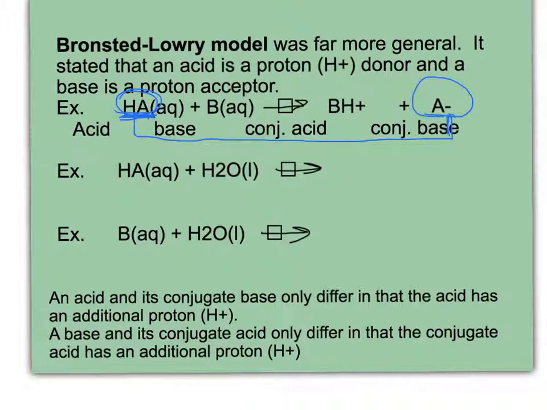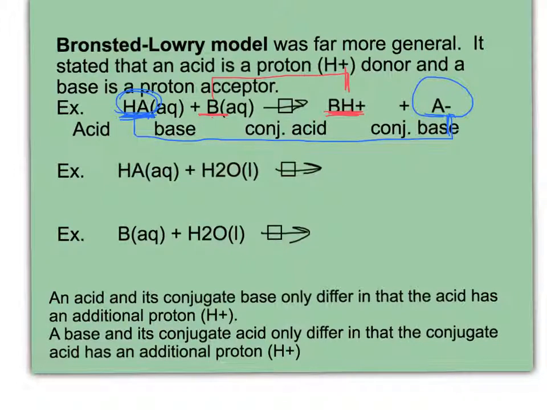Now let's look at the base. So the base is B. It has a conjugate acid. So the base is a proton acceptor. It gains a proton. So when it gains a proton, it becomes BH plus. So then the base and its pair, you'd have a base and a conjugate acid. So the base and the conjugate acid look exactly the same, except the acid portion has an extra H plus. So whenever you have an acid or a base and its conjugate, they look exactly the same, except the acid portion has an extra H plus.